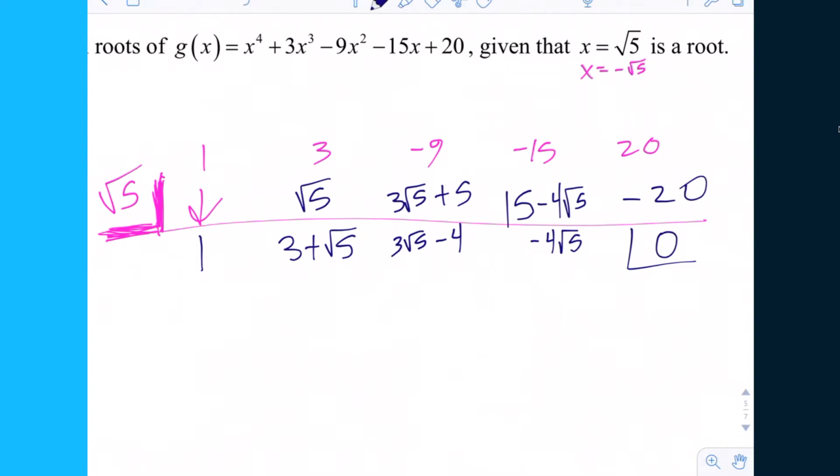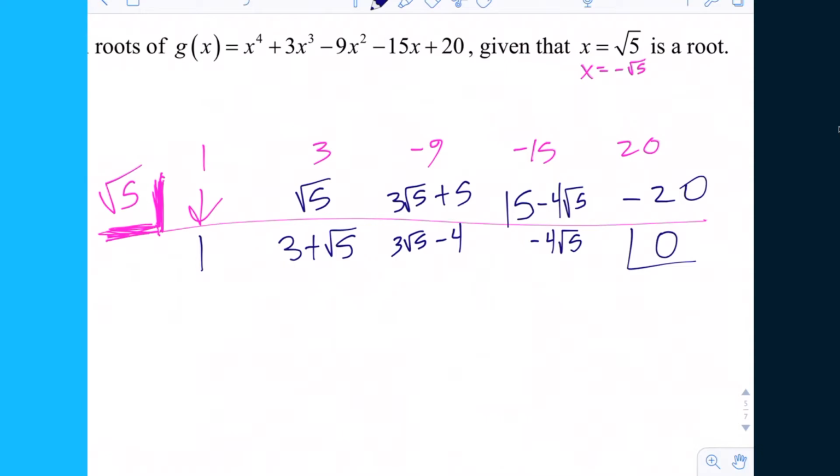Now before we move on, let's look at this right here. What is the degree of the depressed polynomial? Third degree, right? If I had just started you off with that polynomial, 1x cubed plus 3 plus the square root of 5 x squared plus 3 square root of 5 minus 4 x minus 4 square root of 5. If I had handed you that polynomial all by itself, would the radical conjugate theorem apply to that polynomial?